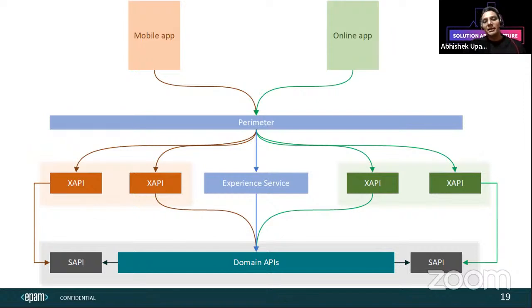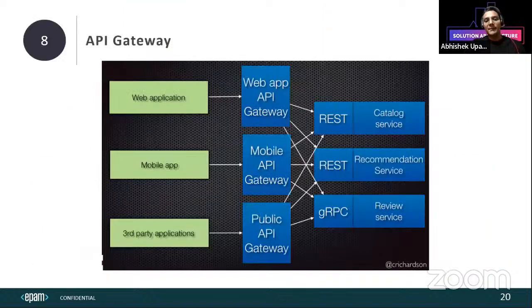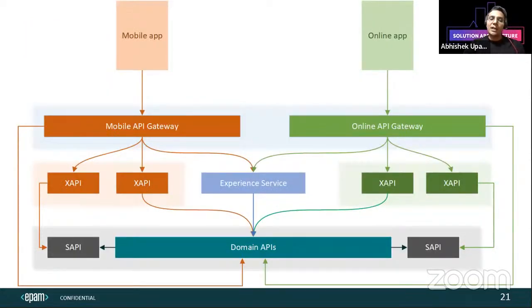So if we replace the perimeter with the API gateway, till now we didn't talk about what exactly this perimeter is, but if we say it's an API gateway, then the question is whether we should have one API gateway for the mobile app and online app, or separate API gateways. I think in the case of API gateways also, we can follow this backend for front-end pattern and create separate API gateways for each channel. So mobile has its own API gateway, and the online app has its own API gateway. These API gateways communicate with downstream experience APIs and experience services, which interact with downstream domain APIs, system APIs.